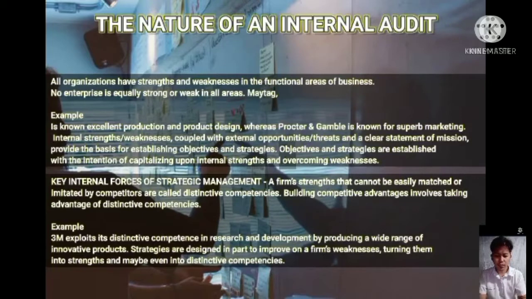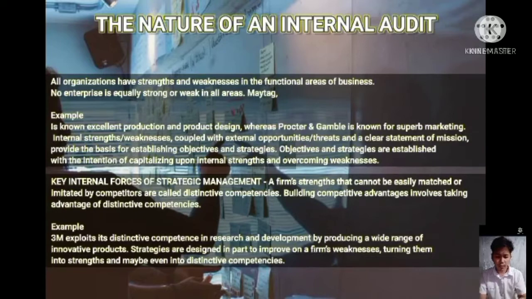Internal strengths and weaknesses, coupled with external opportunities, threats, and a clear statement of mission, provide the basis for establishing objectives and strategies. Objectives and strategies are established with the intention of capitalizing upon internal strengths and overcoming weaknesses. Key internal processes of strategic management.